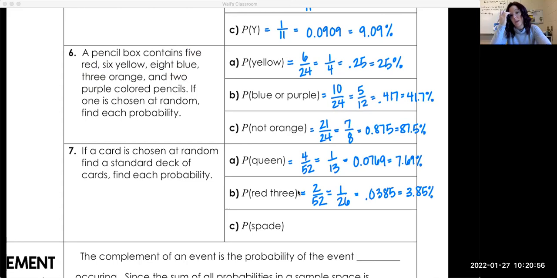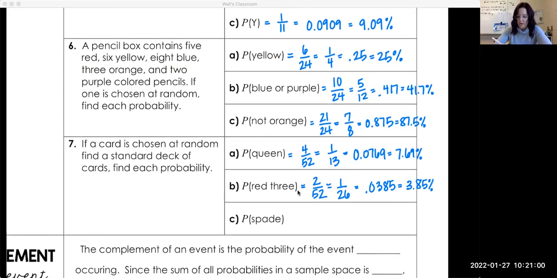The probability that we draw a spade from a deck of cards would mean that it could be any spade from ace all the way up to king. And there are 13 cards in each suit, so there are 13 spades. 13 out of 52 is 1/4, which makes sense because a fourth of the deck are spades. That is a decimal of 0.25 or 25%.